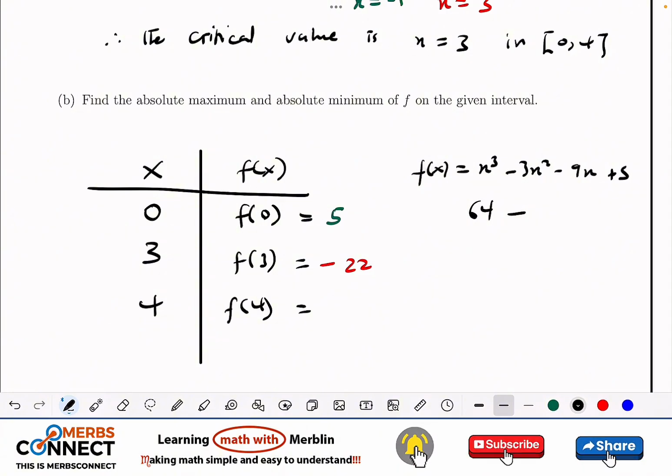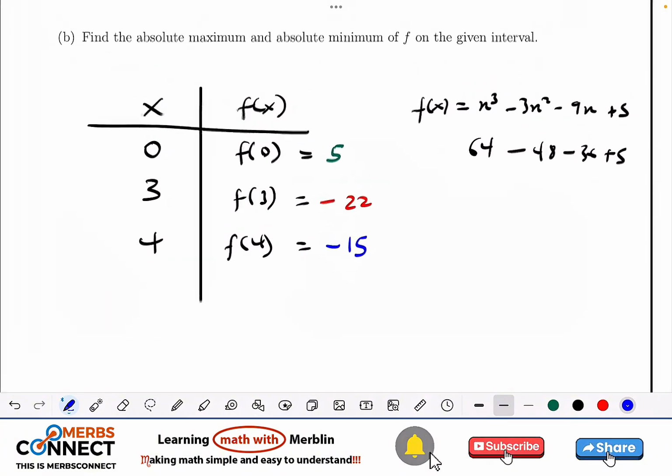And then 4 squared is 16, so 16 times 3 should give us 48. Then 4 times 9 is going to give us 36 plus 5. So let's add all of them. So 64 minus 48 minus 36, and then plus 5 is going to give us minus 15. So we are going to have minus 15.